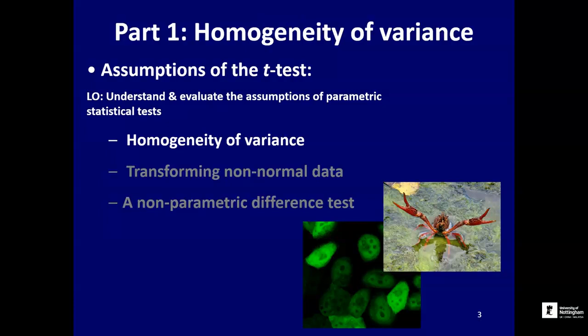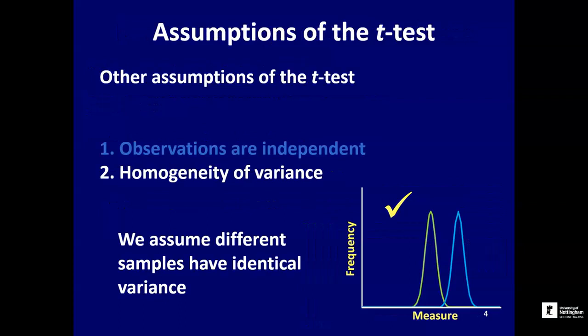So, first part is all about homogeneity of variance. This is one of the key assumptions of parametric statistical difference tests like the t-test. And just to put this in context, this is the second assumption we've looked at, the first in the previous lecture being the idea that the observations are statistically independent. So homogeneity of variance, it's a horrible sounding concept, but actually it's pretty straightforward.